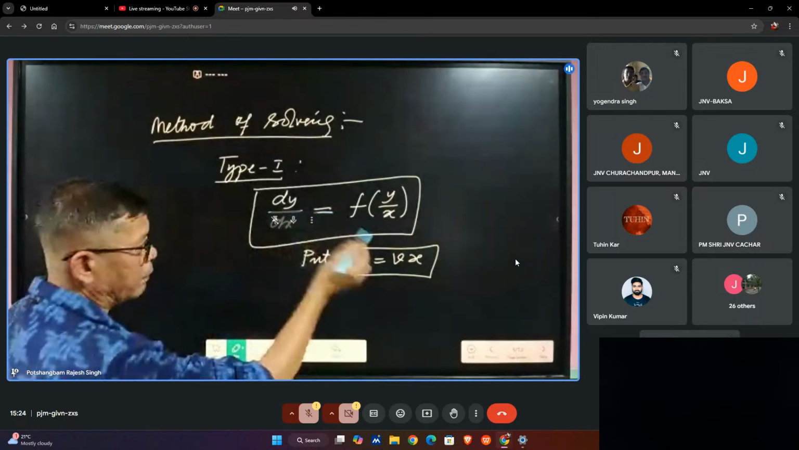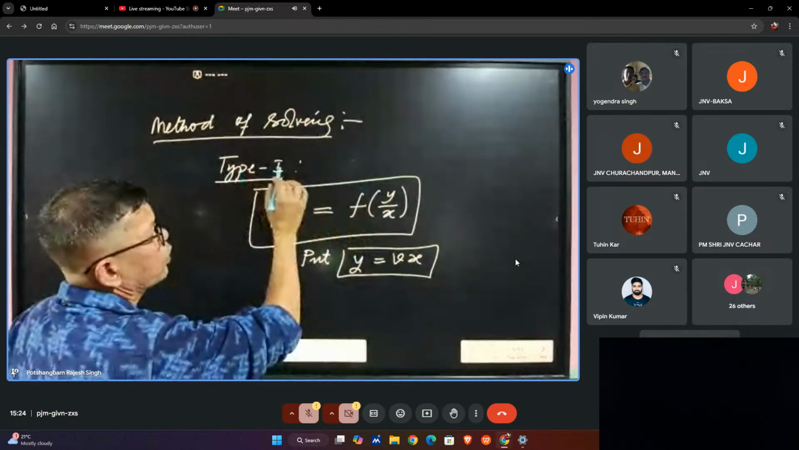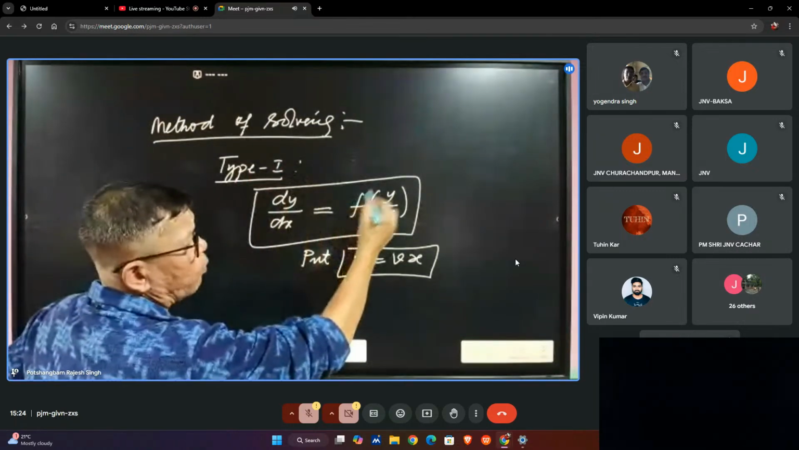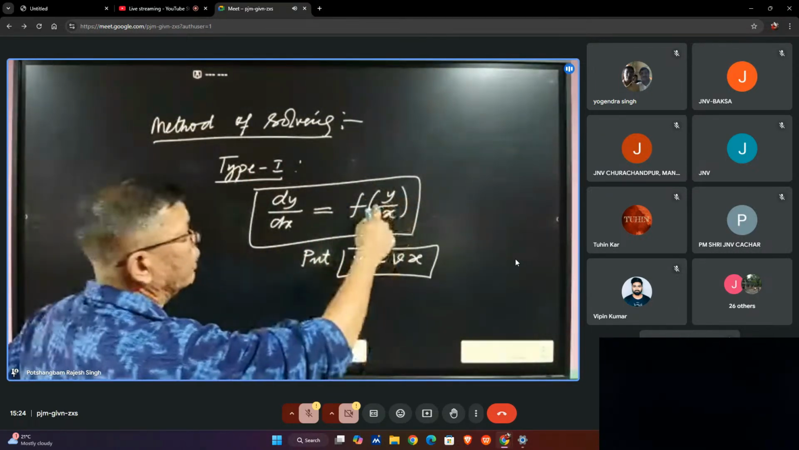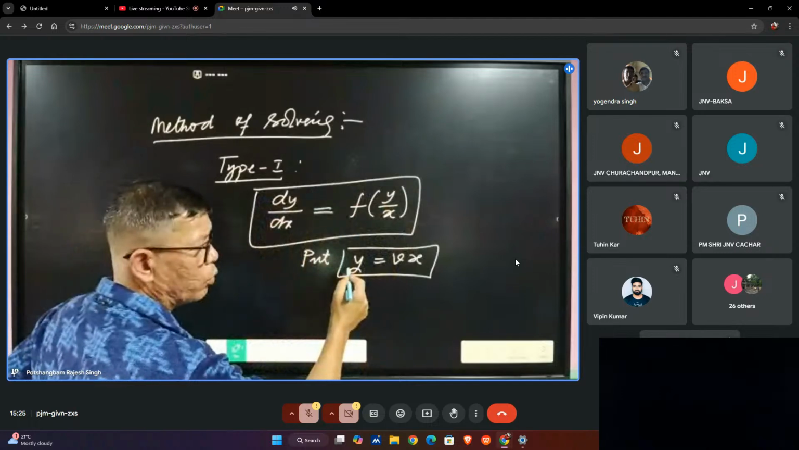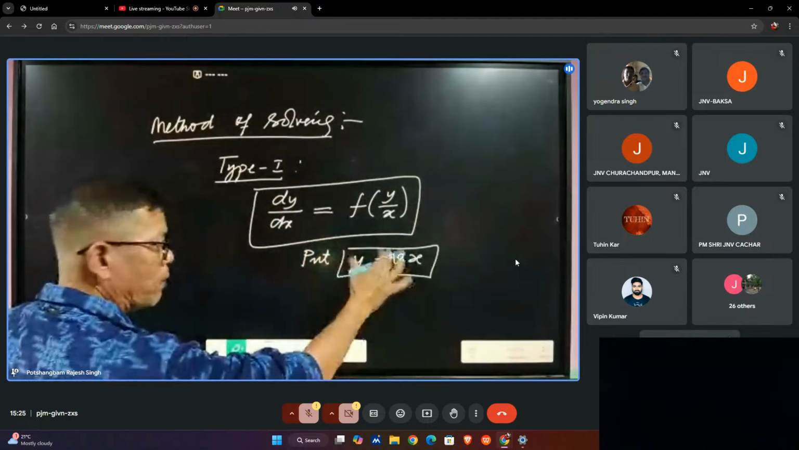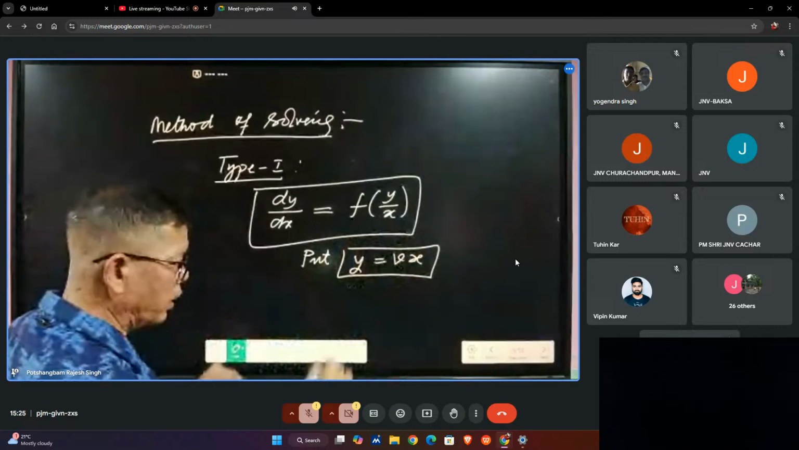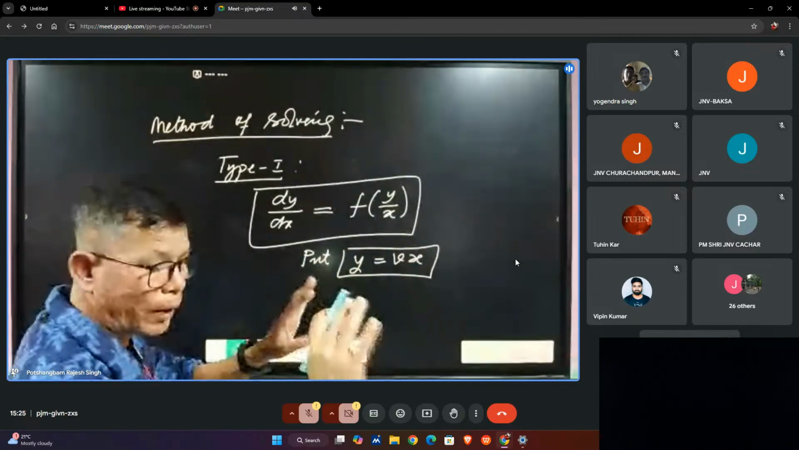Once again, for type 1, a function of y by x will be there and the derivative is dy by dx. For this, the method of solving is y equal to vx. Just remember this. A lot of things to continue. We will do the following by taking examples.